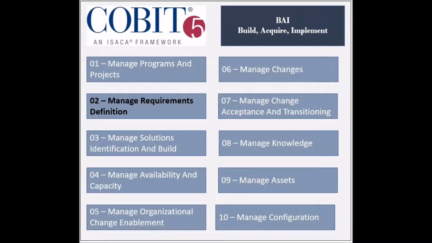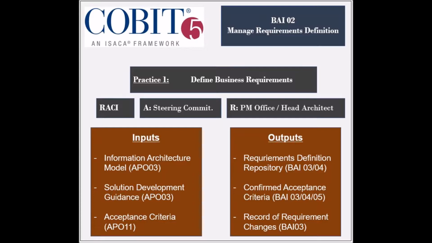The second process of the build, acquire and implement domain, called manage requirements definition, has 4 practices. The first practice is to define and maintain business requirements. From a RACI chart's perspective, the entities that are responsible include the business process owners, the project management office, and the head of IT development.